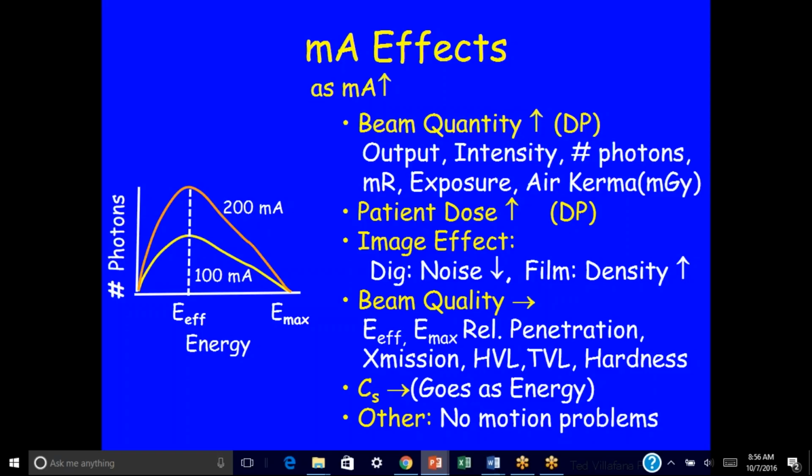So they may ask you a question. You have a motion problem in an image. How will you minimize the motion problem? Don't choose increasing the time. You would decrease the time to get less motion. If they tell you, well, you got a noise problem in the image, and the noise problem means that you have to increase the number of photons, don't increase the number of photons by increasing the time. Do it by increasing the milliamperage, because that doesn't affect the motion.